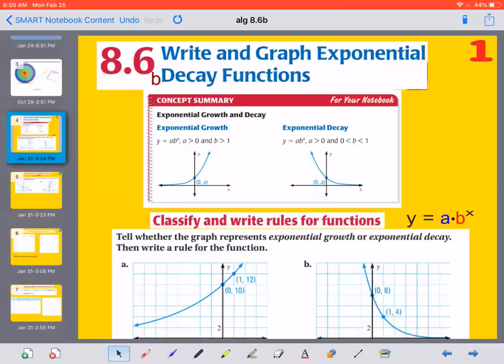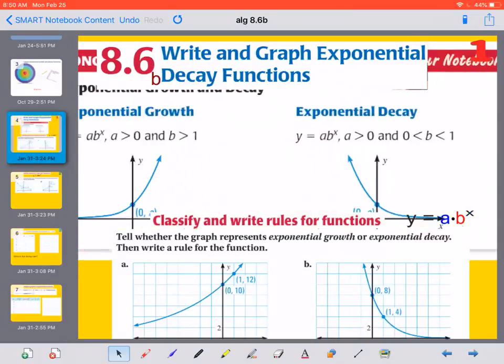Morning everyone. Today we're starting 8.6. It's writing and graphing exponential decay functions still. So what we're going to talk about today is we're going to start by reviewing exponential growth and exponential decay.